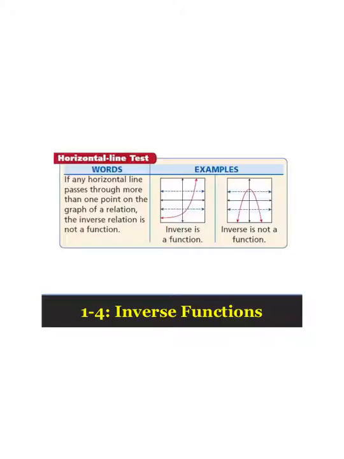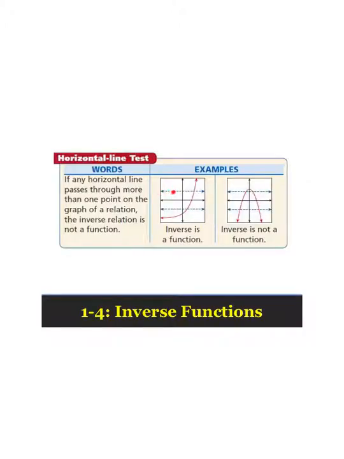Now, we can apply the horizontal line test. It makes sense that in an inverse, if I switch x and y's, I would switch a vertical line to a horizontal line in order to test my inverse. So if any horizontal line passes through more than one point on the graph of a relation, the inverse relation is not a function. So look at the first one. I haven't even graphed the inverse, but I don't need to graph the inverse in order to determine if the inverse of this function is a function, because I'm just going to apply the horizontal line test.